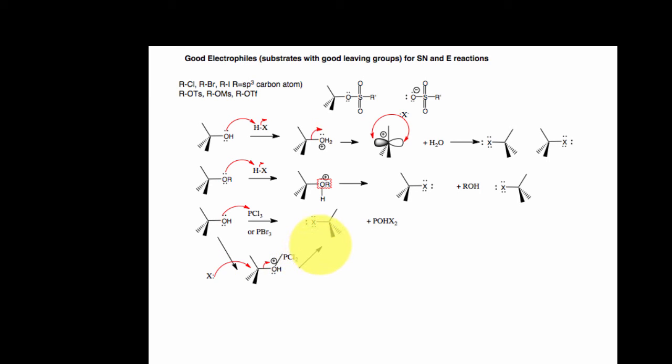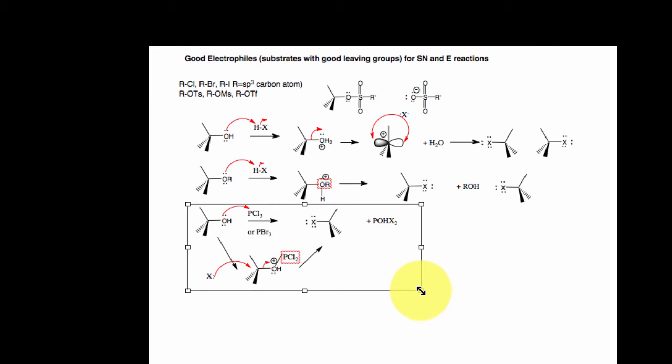This reaction with either PCl3 or PBr3 is much cleaner than using HX when you can do an SN2 reaction, that is methyl, primary, or unhindered secondaries, and is the reagent of choice for replacing an OH group with a chloride or bromide group through SN2. And it is the reagent of choice for replacing an alcohol OH with a halide for unhindered substrates.